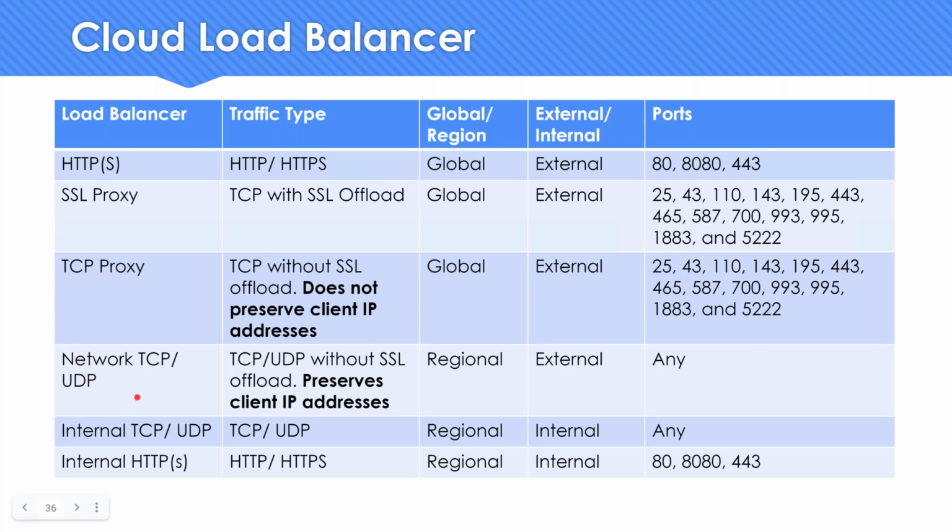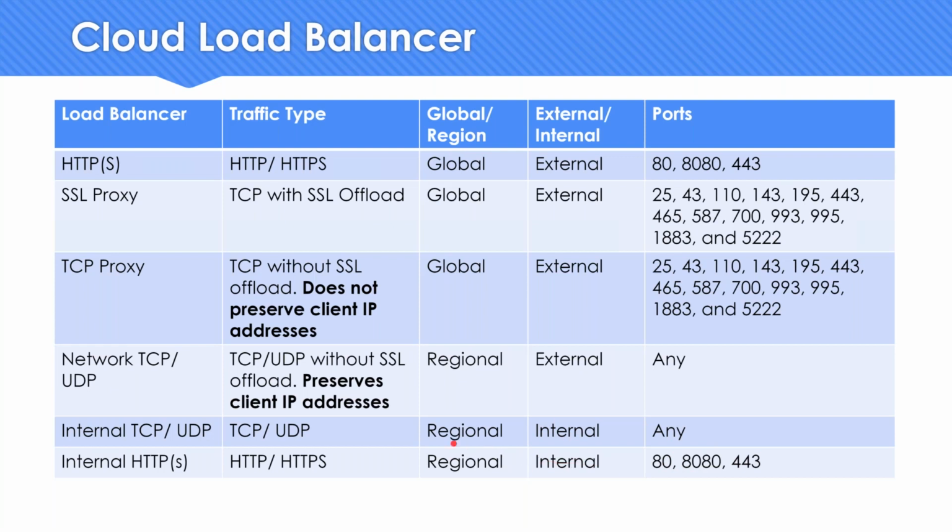The fourth one which you get is a network load balancer. Here it's not a proxy load balancer, it's a pass through. So it is going to preserve your client IP address, and there's no restriction on any ports. Any ports you can use, but the presence is regional. Similarly, you have the internal load balancer, which is going to support any port basically, and the request comes from an internal source. Lastly, for your internal HTTPS, only a few ports are supported, but the request comes from an internal source.